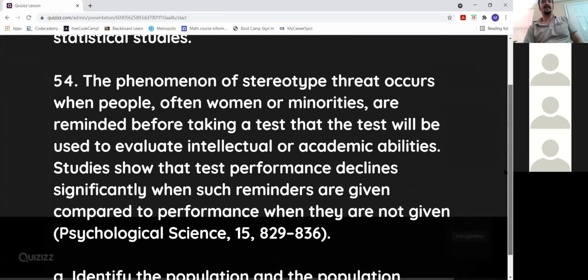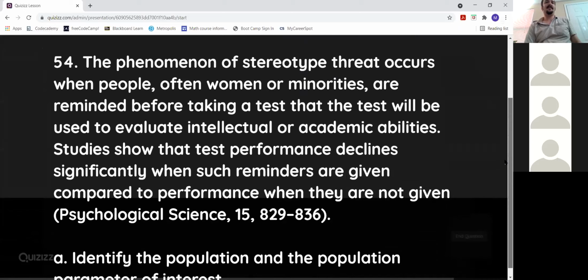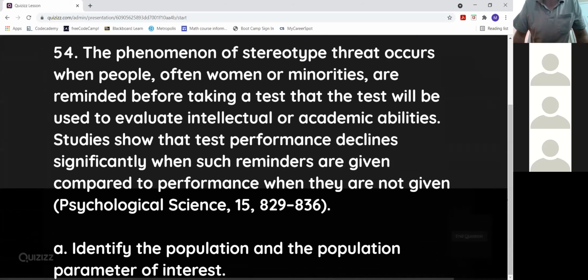Consider the following statistical studies. We're going to do A, B, C, D again on this one. So this time our study is: the phenomenon of stereotype threat occurs when people, often women or minorities, are reminded before taking a test that the test will be used to evaluate intellectual or academic abilities. Studies show that test performance declines significantly when such reminders are given compared to when they are not given. So whether you remind someone that they are being tested or not, especially if they're from a population who has faced discrimination, they're going to be much more likely to not score as well.